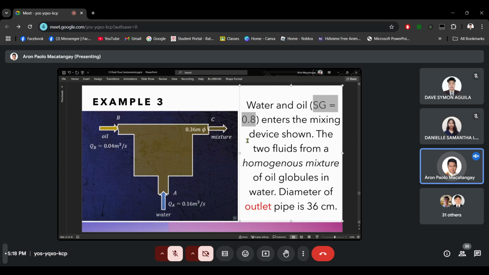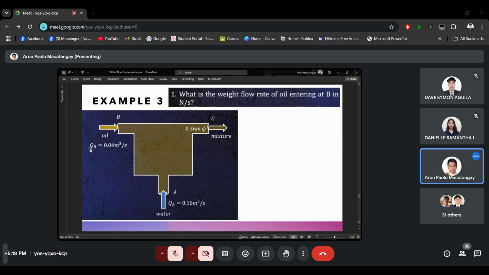Actually, we can use this one. For oil, we have a specific gravity. So we can use that to solve for the oil's density. And then, since may density ka na from here, if you multiply that to QB, then you will get muna mass flow rate. And then pag mass flow rate ka na, you have to multiply that to g. g is gravity. And then you get weight flow rate. So ito yan. Parang same naman yung lalabas din.